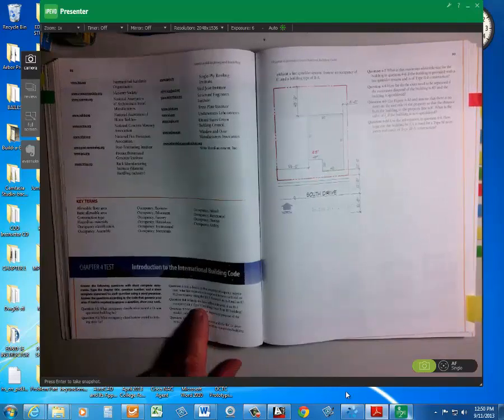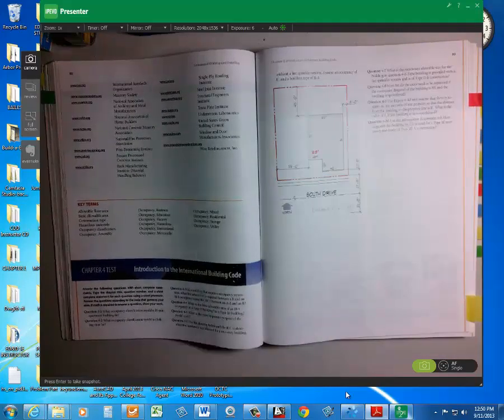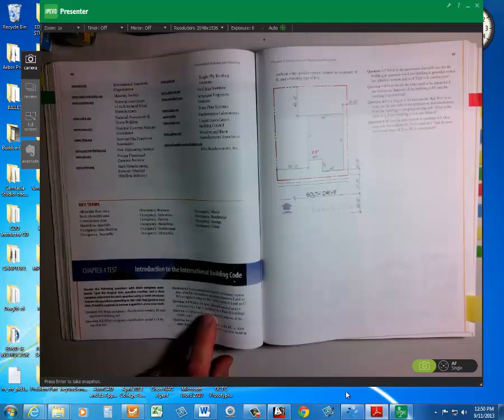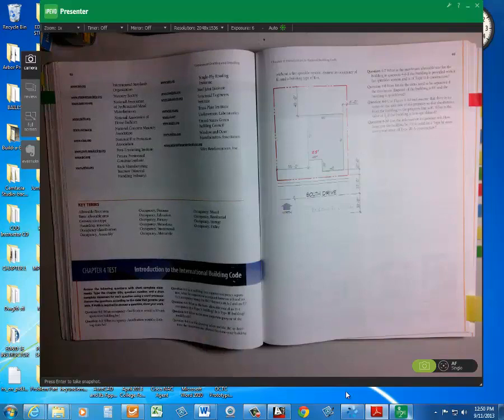Number 4, what is the basic allowable area of a H4 occupancy in a type 5, or V, type 5 building? So, allowable area of a H4 occupancy. Should have come up with about 18,000 square feet for a type VA.